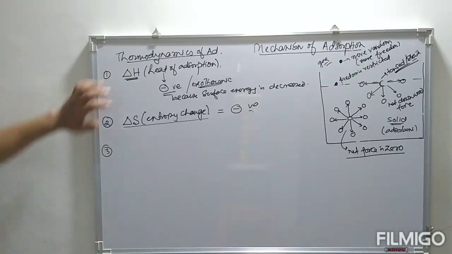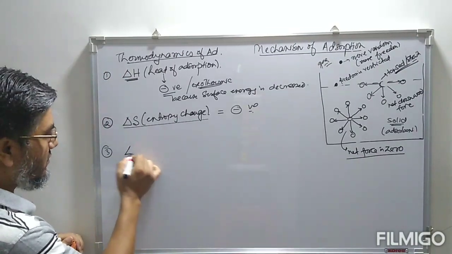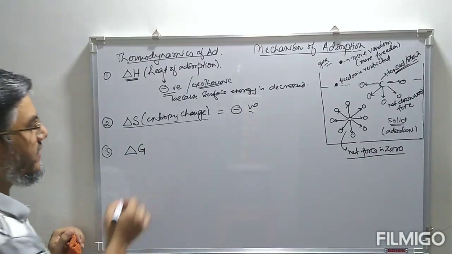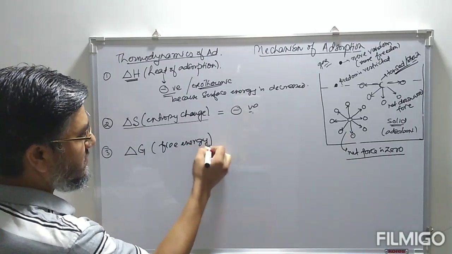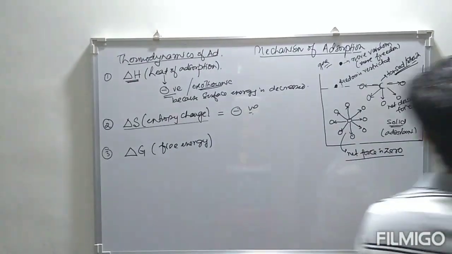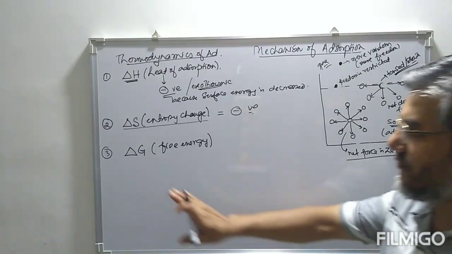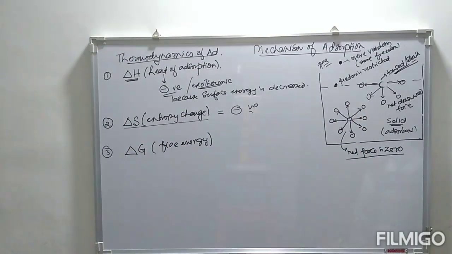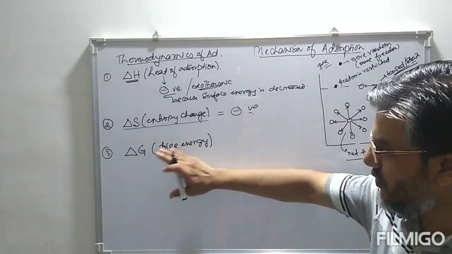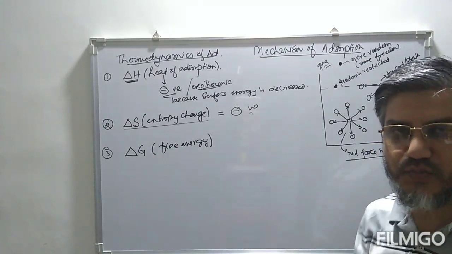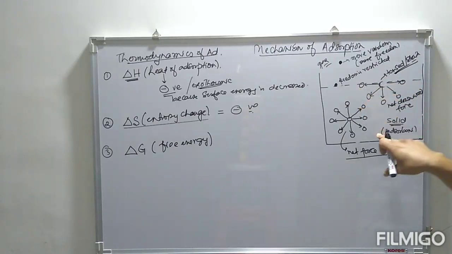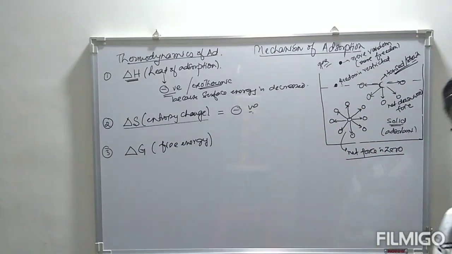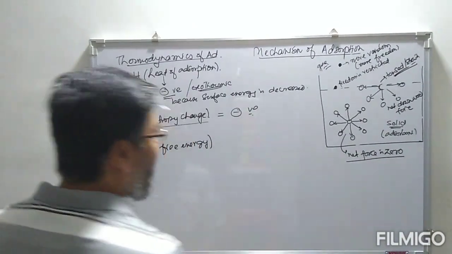Now, once we look at delta H and delta S being negative, we have another thermodynamic parameter, that is delta G, or change in free energy. For any process to be spontaneous, the parameter that we have is delta G. So delta G defines whether any process will be spontaneous or non-spontaneous. Now, for this adsorption of gas molecules on the surface of the adsorbent to be spontaneous, the delta G value has to be negative.